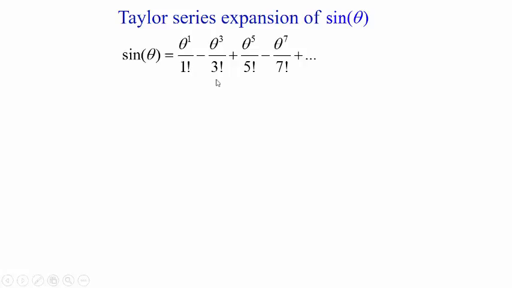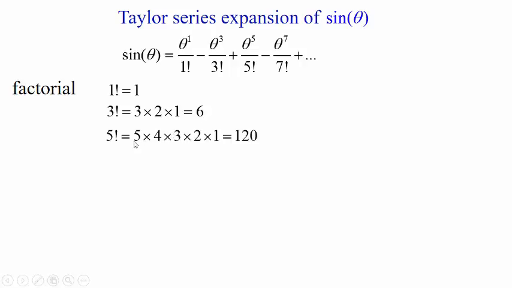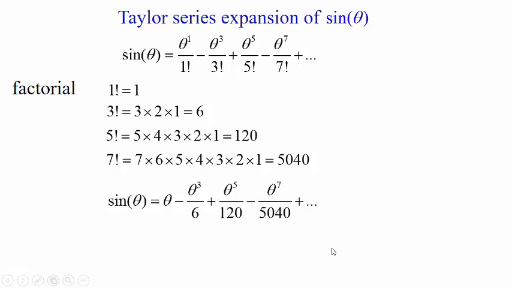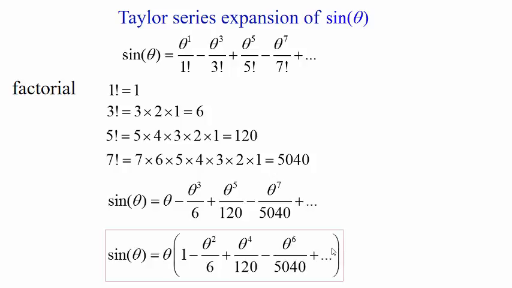Now these exclamation marks are actually referred to as factorial, and they represent something special in mathematics, and this is what it does. 1 factorial means 1. 3 factorial means 3 times 2 times 1, which is 6. 5 factorial is 5 times 4 times 3 times 2 times 1, which is 120, and so on. So if we make those substitutions in our expression above, this is what it looks like. And taking out a factor of theta from the right hand side, we can simplify it.